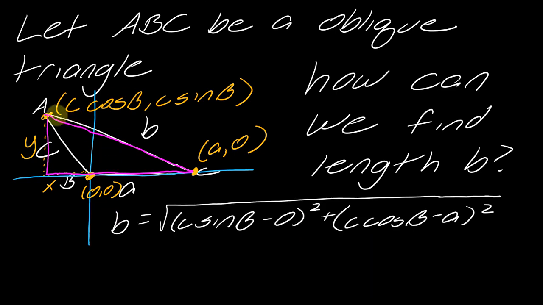So to figure out what this length b is, it's really just using the distance formula. With the distance formula, I take this y coordinate minus this y coordinate. So c sine b minus 0, and then I square it. And then I do the same thing with the x's. So c cosine b minus a. Okay, so that's where that all comes from. We're trying to find this length here, and we're just using the distance formula to do that.